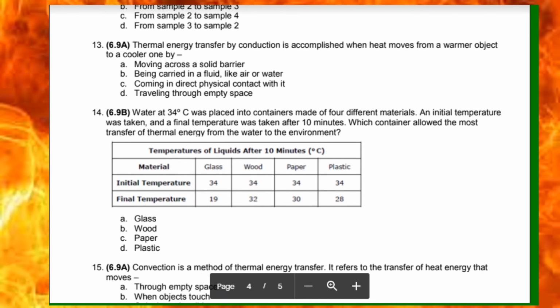Number 13, 6.9a. Thermal energy transfer by conduction is accomplished when heat moves from a warmer object to a cooler one by A, moving across a solid barrier, B, being carried in a fluid like air or water, C, coming in direct physical contact with it, D, traveling through empty space.